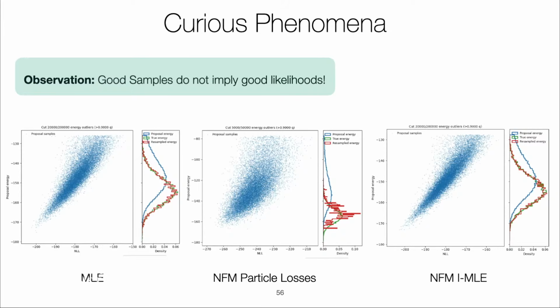One of the things we've noticed is that if you train with just particle level losses, you have a lot more weights that are really far away from what we consider a good resampling area.